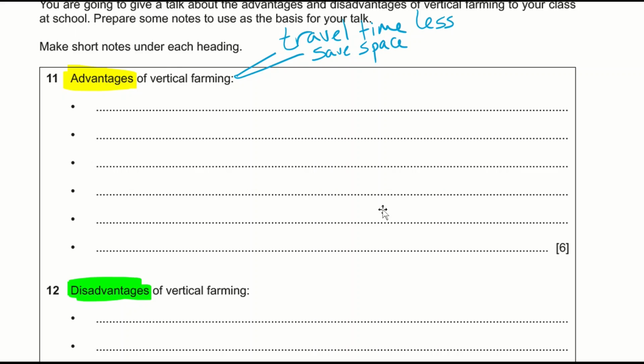And what else could it be? Perhaps it could be cheaper, save costs, because again, you're not traveling as much, you're not transporting food as much. So let's just change that word from travel time to let's just put transport time. I'm going to leave it there now. It's not important. I'm not trying to guess the right answers. I'm just trying to prepare myself for what the answer could be.